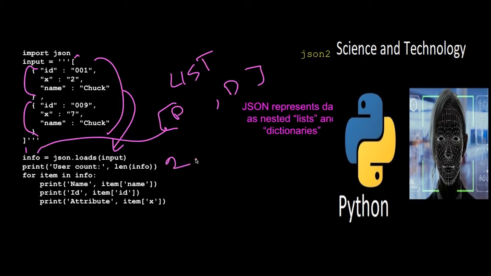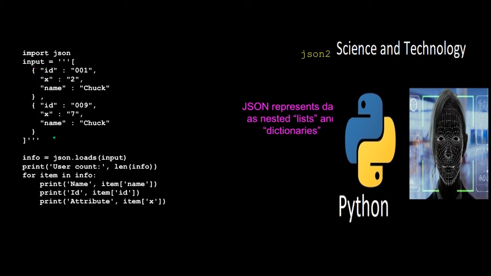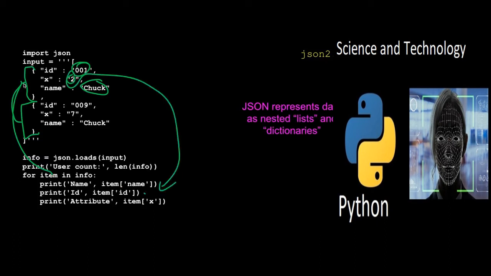And we're going to iterate through. Item is going to first be this, and then it's going to iterate to this. It's going to print out item sub name, which is going to print out Chuck, item sub ID, which is going to print out 001. Now you'll notice that there are no attributes, and that's because JSON is simpler. But we can have the X, and it's just another item, so we say item sub X, and that's going to print the 2 out. Then it'll iterate to the next one and print out the same thing for those.